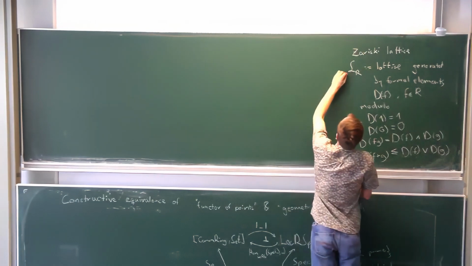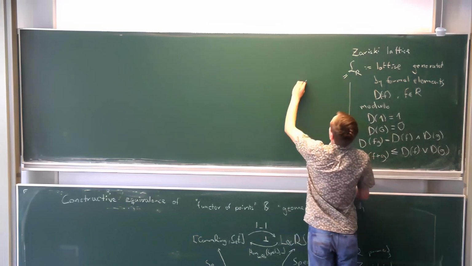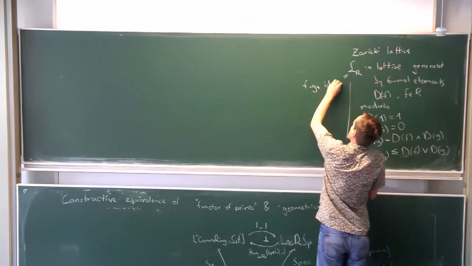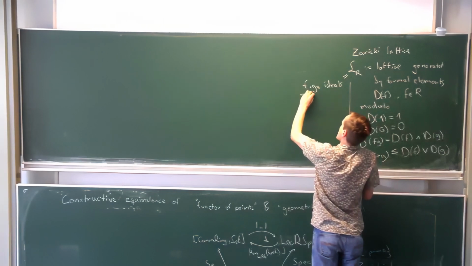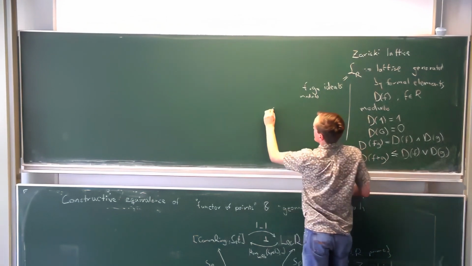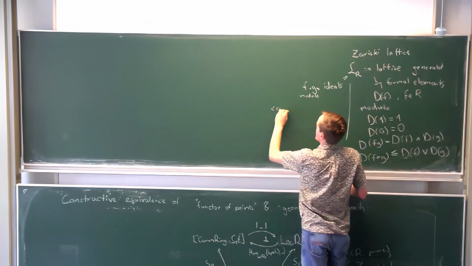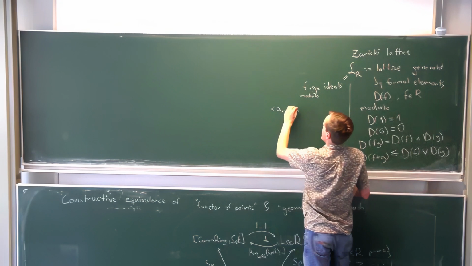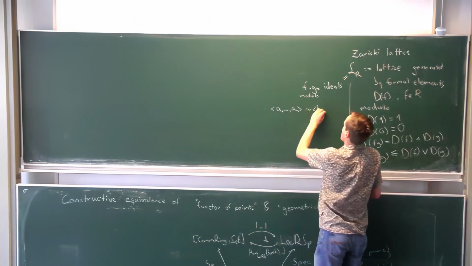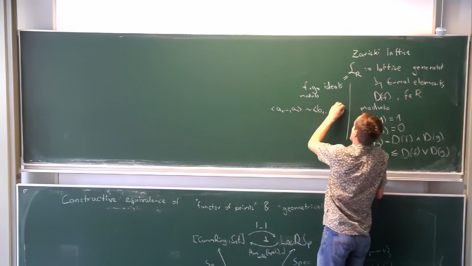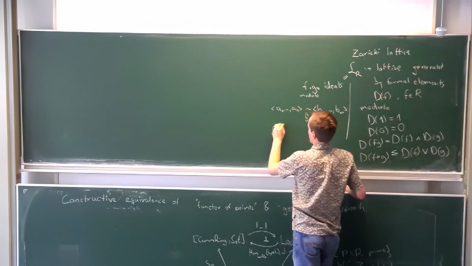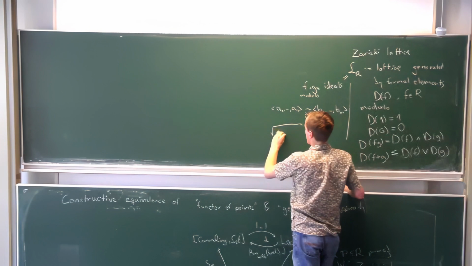the ideal generated by elements a_1 to a_n is related to the one generated by b_1 to b_m if and only if taking the radical of those gives you the same ideal.